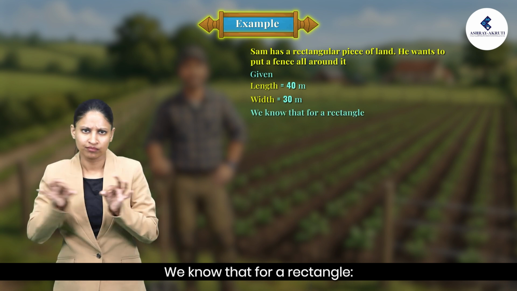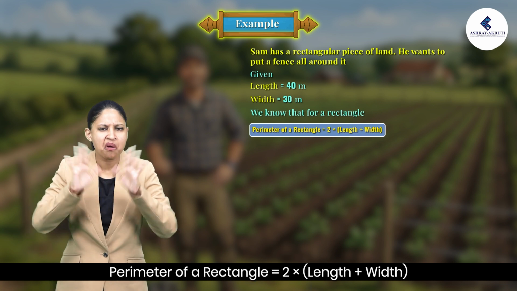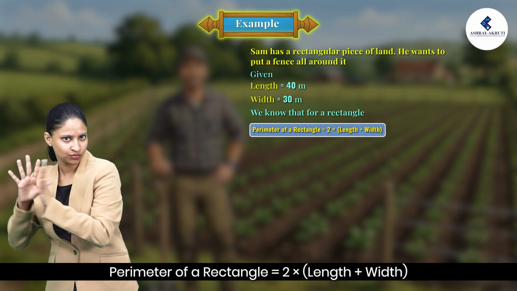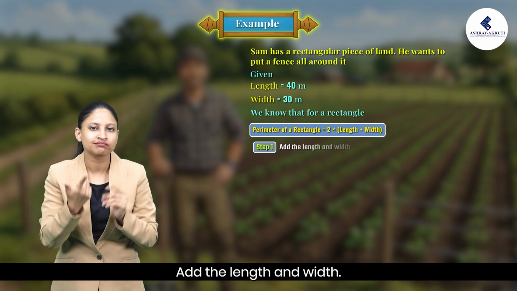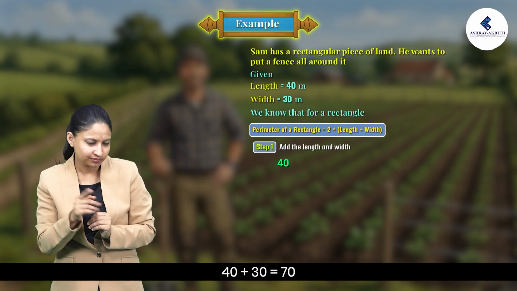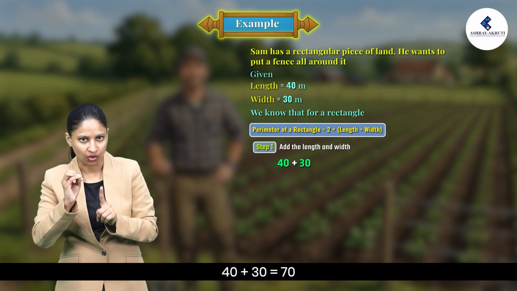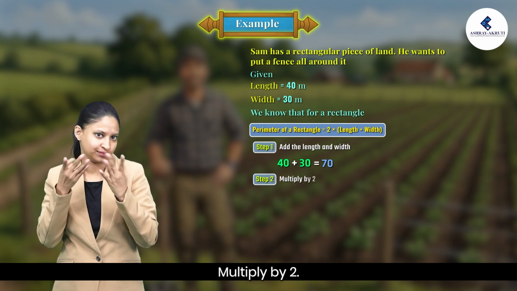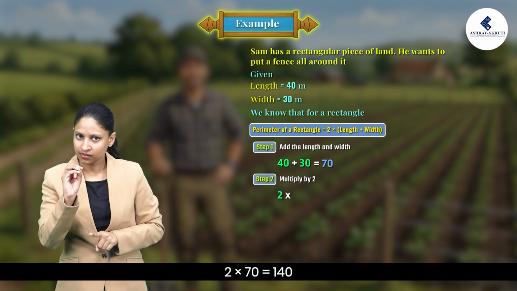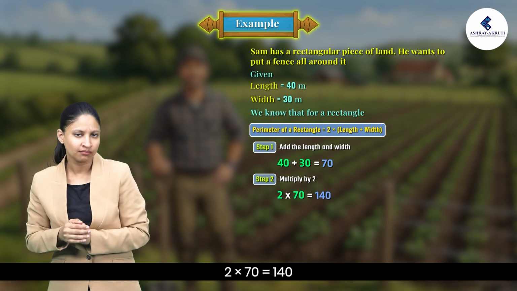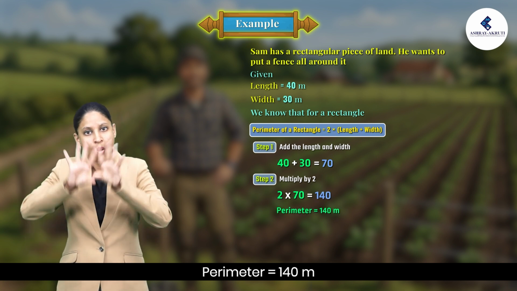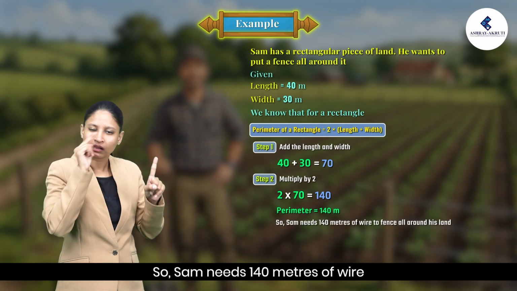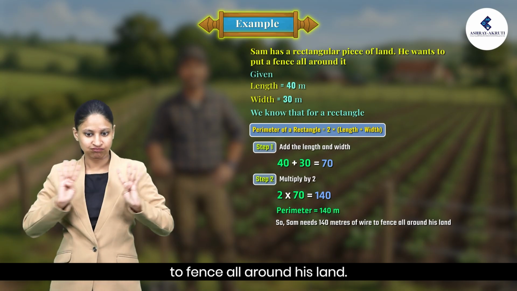We know that for a rectangle, perimeter of a rectangle is equal to 2 into length plus width. Step 1. Add the length and width. 40 plus 30 is equal to 70. Step 2. Multiply by 2. 2 into 70 is equal to 140. Perimeter is equal to 140 meters. So, Sam needs 140 meters of wire to fence all around his land.